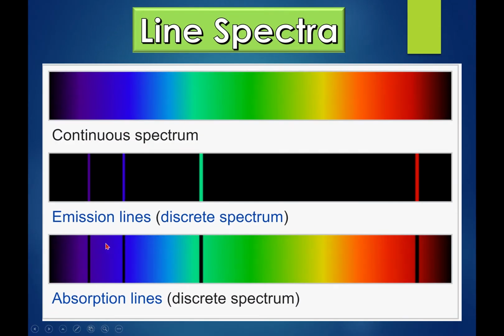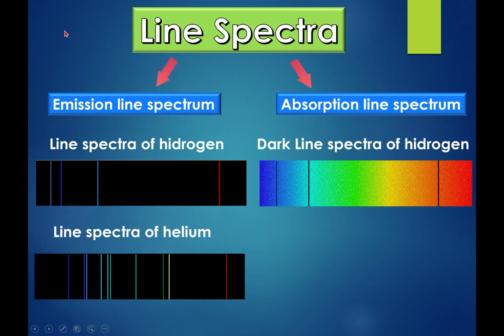Okay, there are two types of line spectra, emission line spectrum and absorption line spectrum. And this is the continuous spectrum. For emission line spectrum, examples given here are the line spectra of hydrogen and the line spectra of helium. And for absorption line spectrum, the example given here is the dark line spectra of hydrogen.